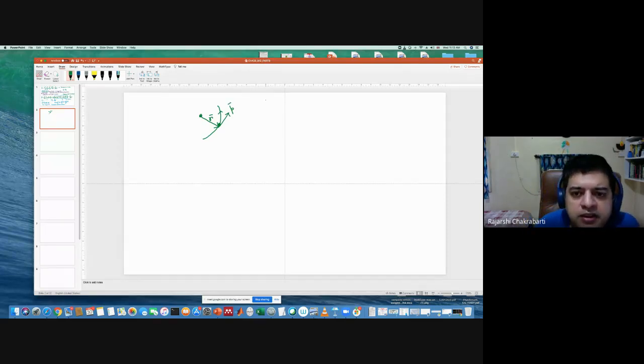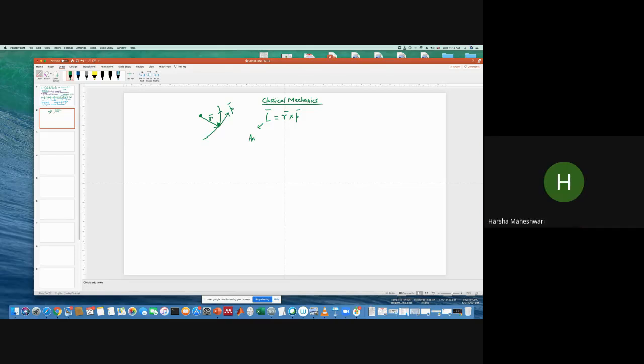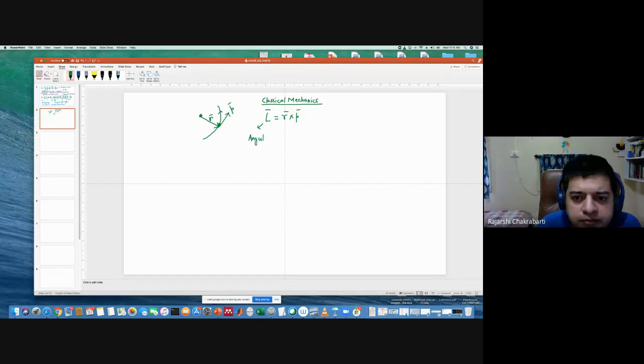So in classical mechanics, since I'm doing classical mechanics to begin with, I can define something like L. How many of you know this L? It is a cross product of r and the linear momentum p. This is called what? This is called angular momentum. Angular momentum.